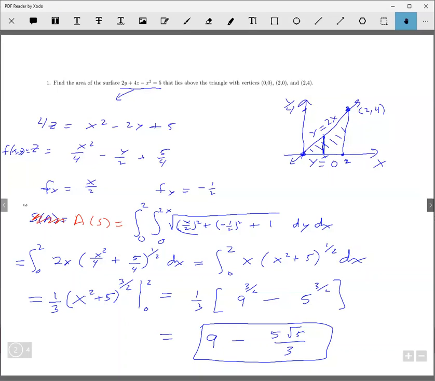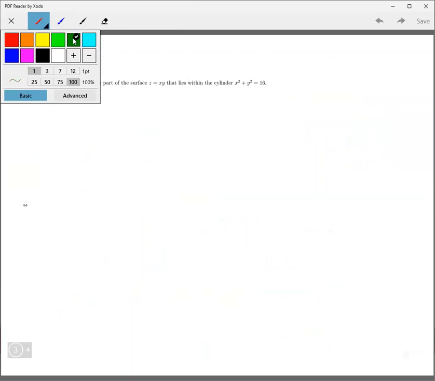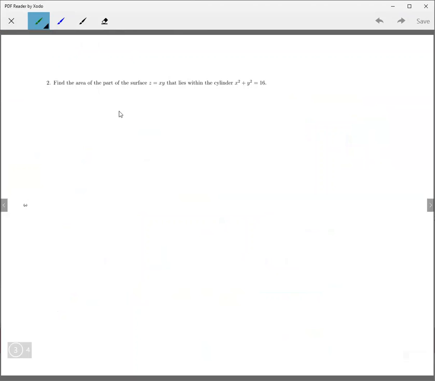Any questions about that? Okay, let's move on to the next question. Find the area of the part of the surface that lies within the cylinder x squared plus y squared equals 16.